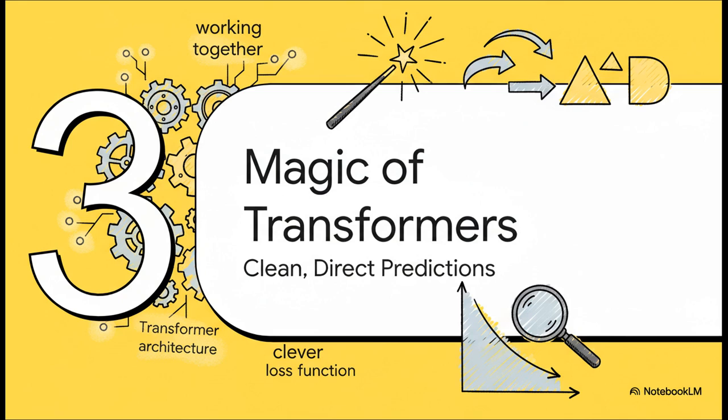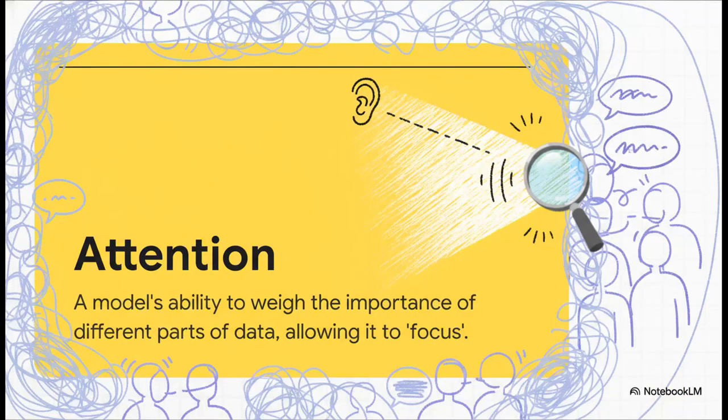Well, the magic here is really in 2 key ingredients working together. The incredible transformer architecture and a really clever way of teaching it called a loss function. First up, transformers. The thing that makes them special is a mechanism called attention. Honestly, the best way to think about it is like you're at a super loud party. You can somehow tune out all the background noise and just focus on the one conversation you're having with your friend. That ability to focus, that's attention.